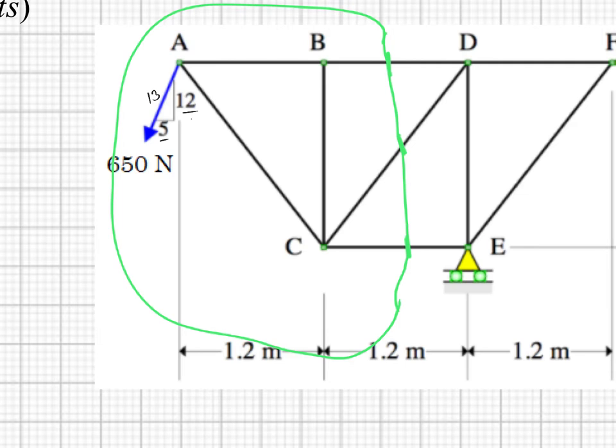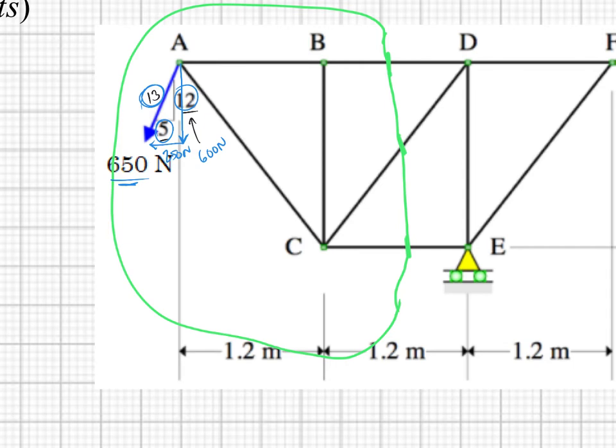Like, this side, that force, I'll do it in blue, since this is in blue. This side of this triangle is going to be 12/13 of this side. So that's going to be 600 newtons. And this side of this triangle is going to be 5/13 of this force. So 650 divided by 13 times 5, and you get 250 newtons. And that's up to you. You can do the trig if you wanted to.